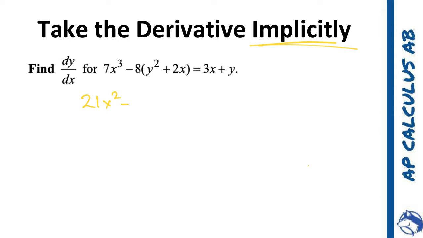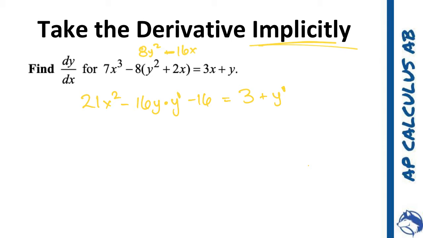minus, and then I like to think of this as 8y squared plus, minus 16x. So if I do 8y squared, that means minus 16y times y prime, and then 16x, that's minus 16, is equal to the derivative of 3x, which is just 3, and then the derivative of y is just 1 times y prime.